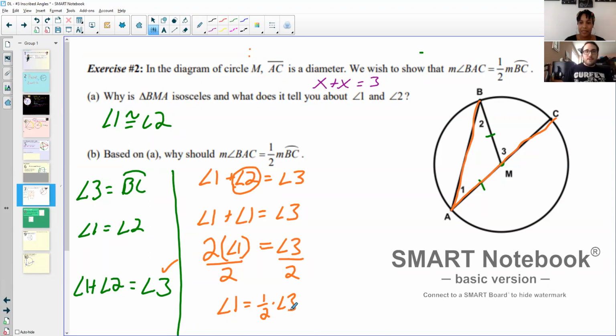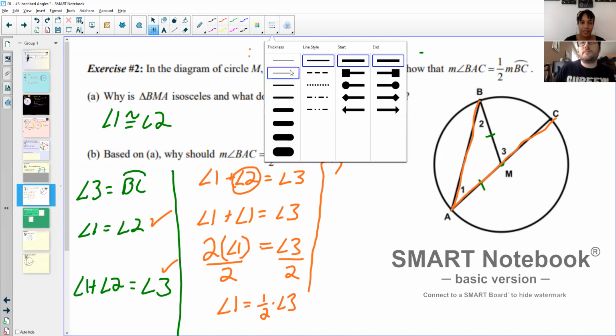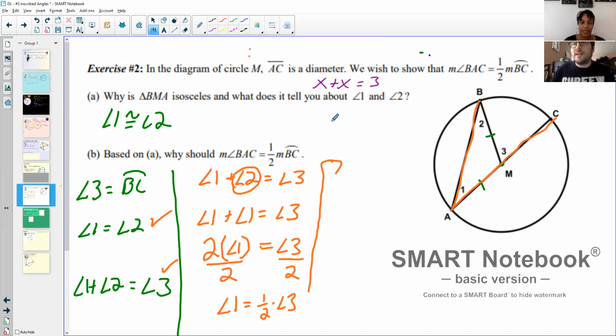right? So do you notice that we used this fact? We still haven't used this last fact that we were able to assume. So we're going to do one more thing. Let's use dark blue. All right. So we got angle 1 is equal to half of angle 3. Oops. Mistake. That's a mistake. Is half of angle 3.